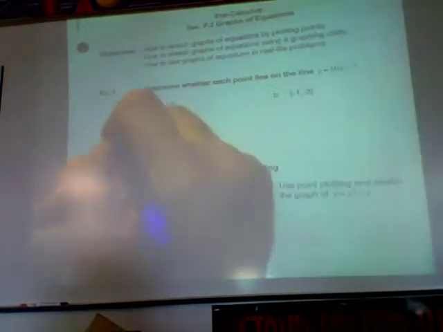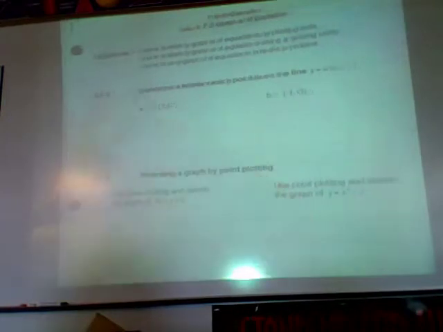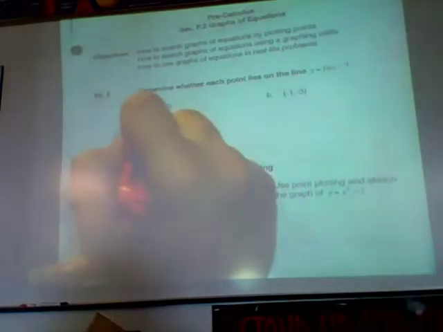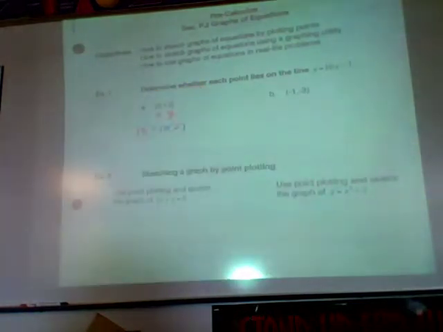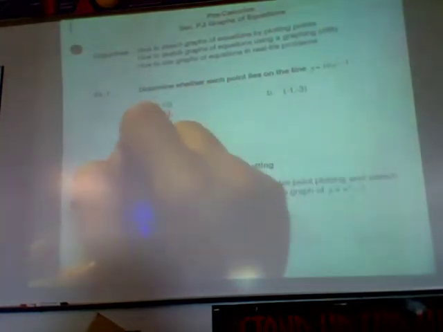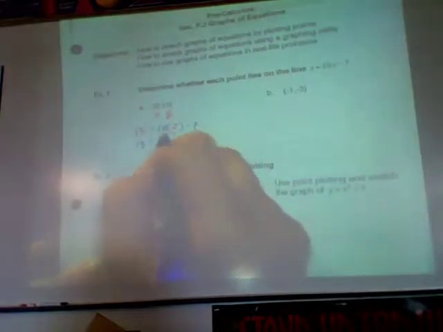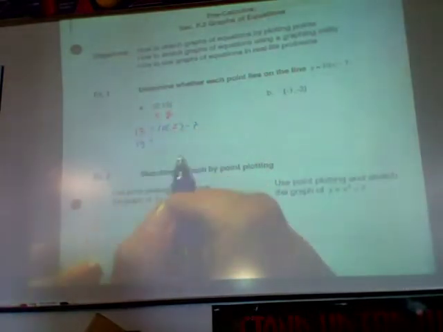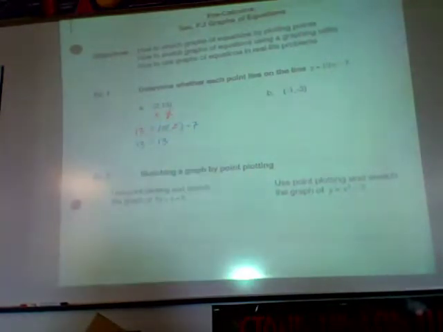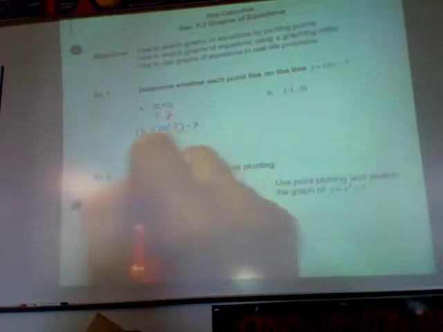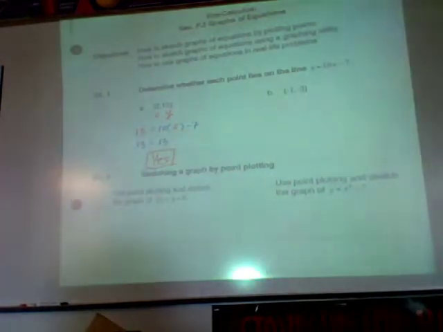So we're going to take the equation, and this is my x, and this is my y. So I'm going to plug in 13 where the y is, and then 2 for the x, and then evaluate. So 2 times 10 is 20, minus 7 is 13. So does 13 equal 13? Yes. So yes, this ordered pair lies on the line. If it's true, it lies on the line.